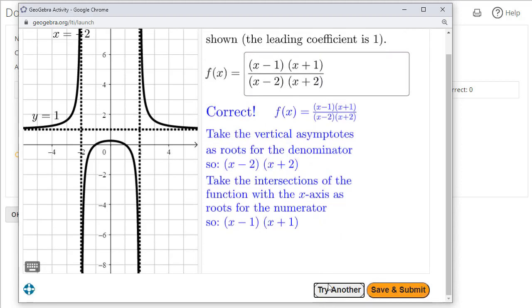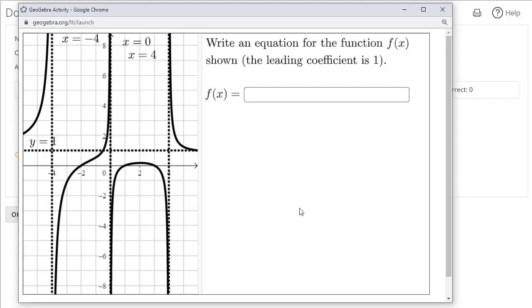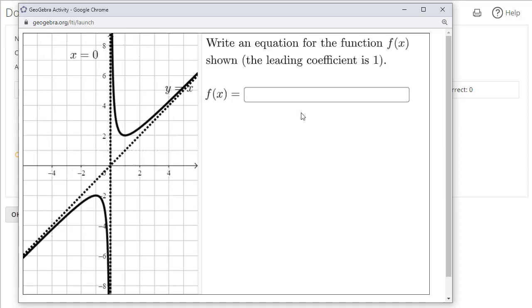And just for demonstration's sake, I'm going to hit try another. This particular question regenerates questions that have 4 pieces, multiple things going on, and even oblique asymptotes. I hope you're as excited as I am to use these many different graphing question types in your MyLab courses.